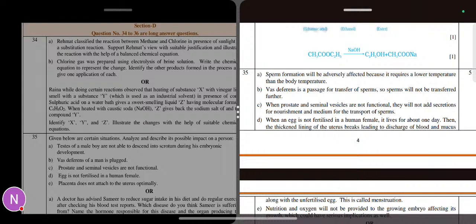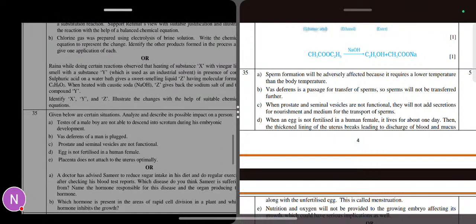B. Vas deferens of a man is plugged. Vas deferens is a passage for transfer of sperm, so sperms will not be transferred further. C. Prostate and seminal vesicles are not functional. When prostate and seminal vesicles are not functional, they will not add secretions for nourishment and a medium for the transport of sperms.